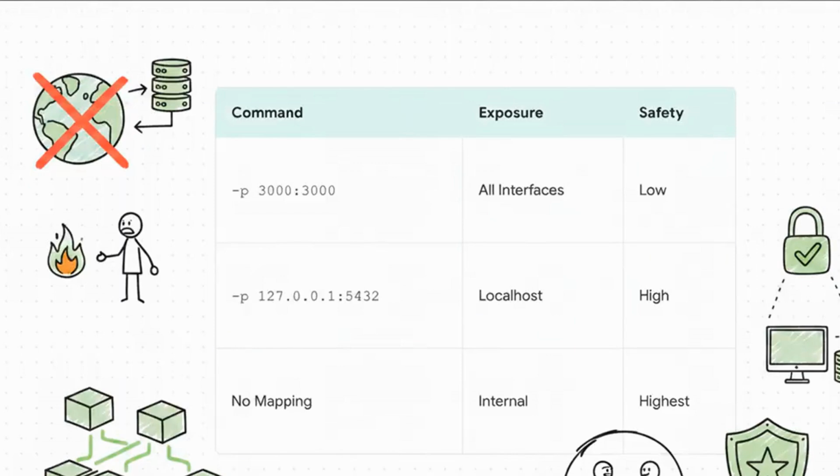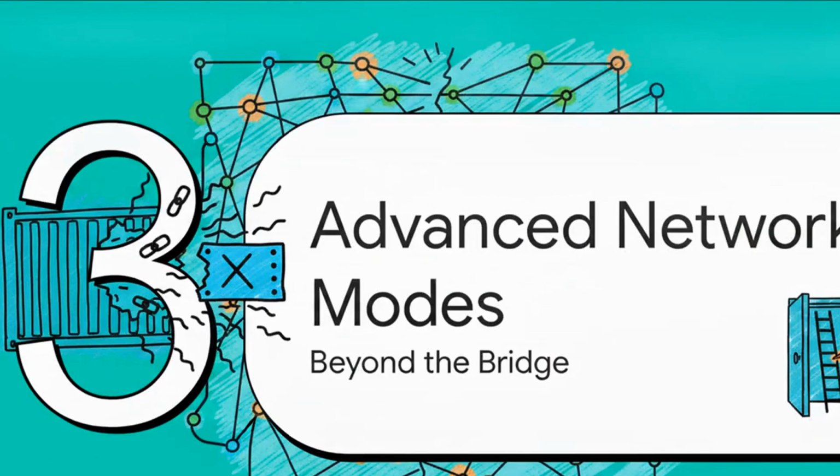For internal services, always map to localhost using 127.0.0.1:5432. Or honestly, better yet, don't map ports at all. Just let them talk securely via the internal Docker network name. Which brings us to Section 3, Sidecars and Advanced Network Modes. Going beyond the bridge.